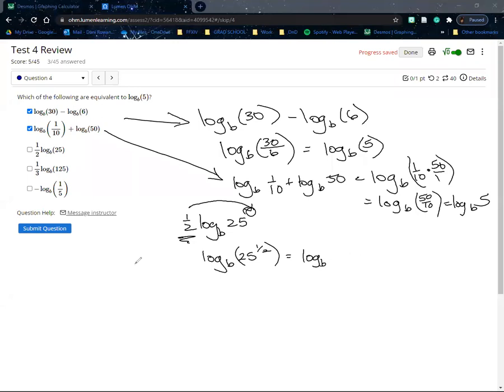Anyone know? When I say I'm taking x to the 1/2, what am I really doing? What am I doing to that x? Square root. Yeah, square root. So this is actually the square root of 25, right? All right. And what is the square root of 25? 5.